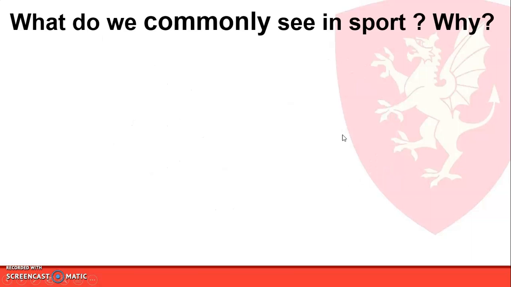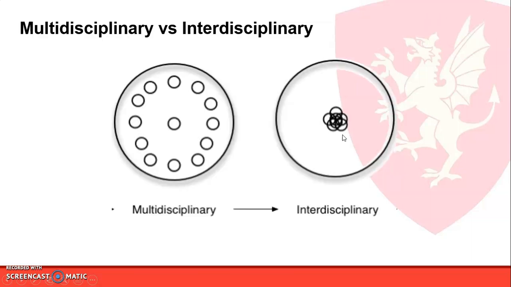Okay. So in terms of what we commonly see in sport, a lot of the time we see multidisciplinary, generally because of the accountability that's attached to it. You can see if something is going wrong through the various disciplines.